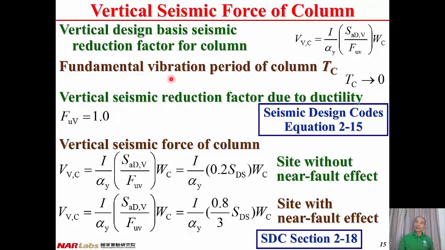Since the fundamental vibration period of the column in axial direction, Tc, tends to 0, the ductility tends to 1, or the vertical seismic force reduction factor due to ductility tends to 1. Therefore, we can assign FuV equal to 1.0 according to Seismic Design Codes equation 2-15.